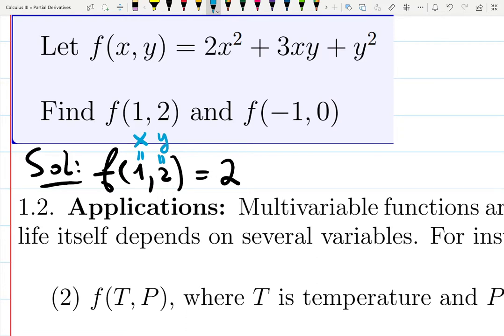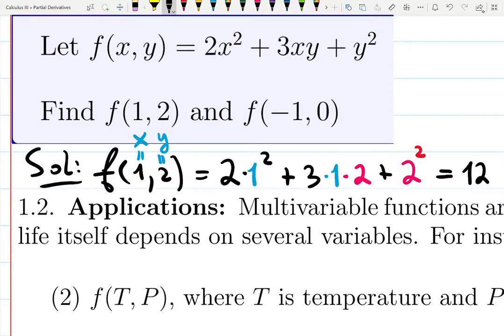X is 1 and y is 2. So everywhere you see x, it will be 1 squared plus 3 times 1 times y, which is 2, plus 2 squared, right? So, and so on. You can do that. That is not a big deal. What's the answer? Who knows? 12? I will just believe whoever said 12.